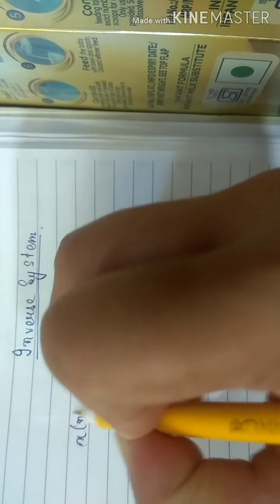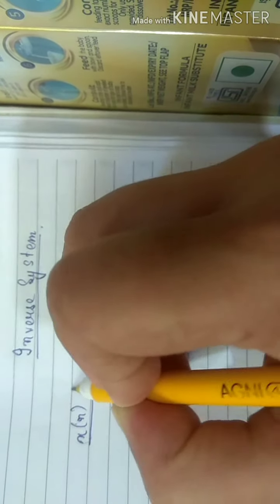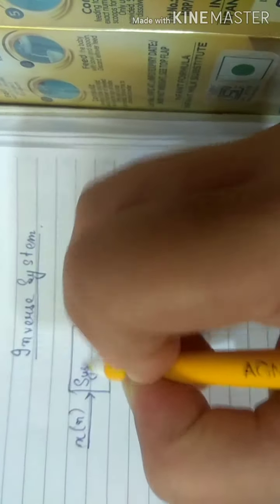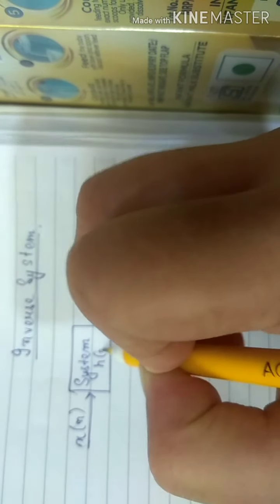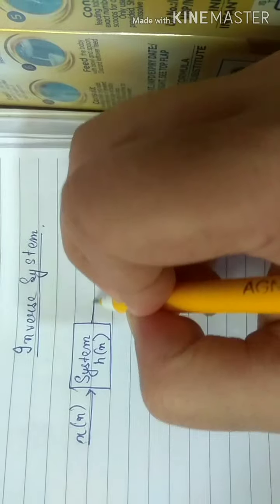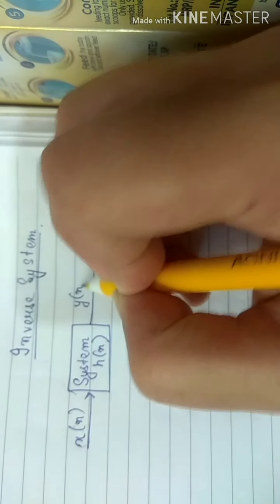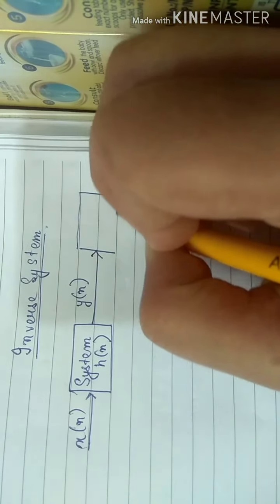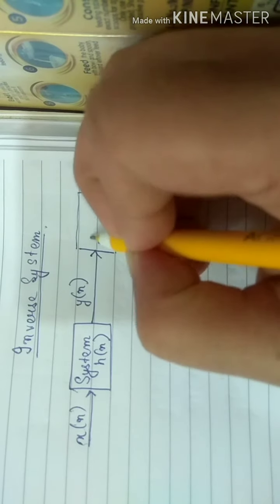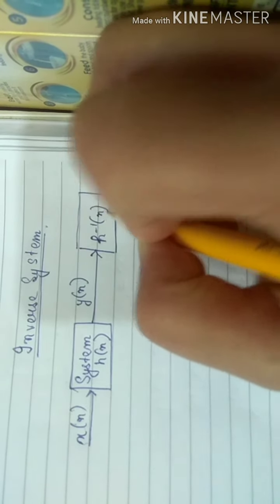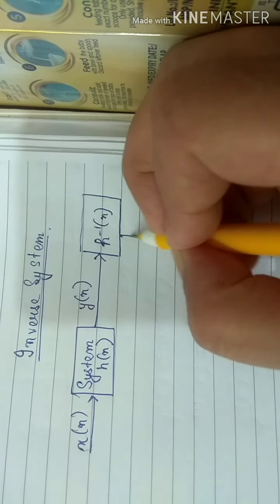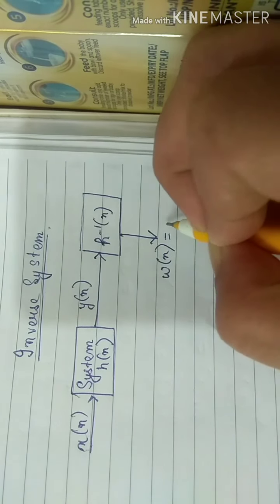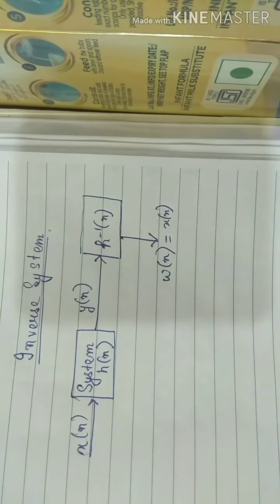Let us say the input to a system is x[n]. This is the system h[n]. Output is y[n]. So we are having this output feeding into an inverse system with impulse response h inverse[n]. Output of this will be equal to, let us say, omega[n], which must be equal to the original input x[n].